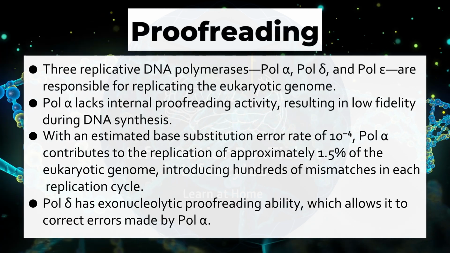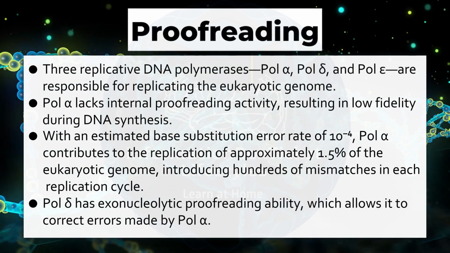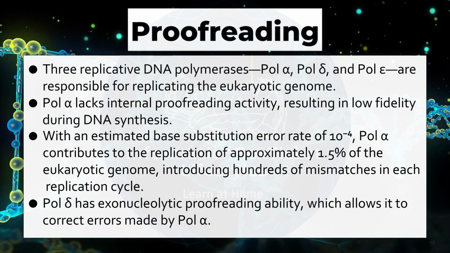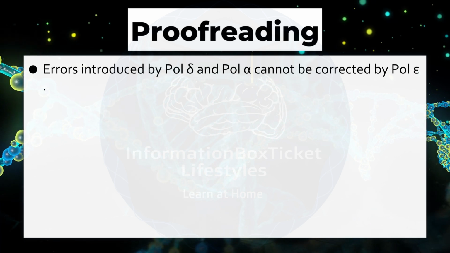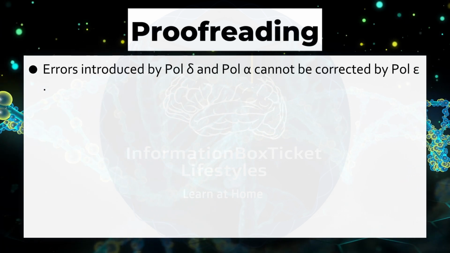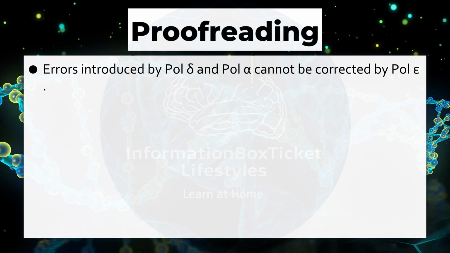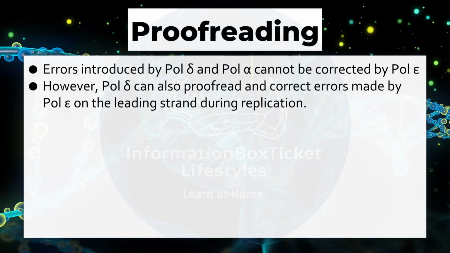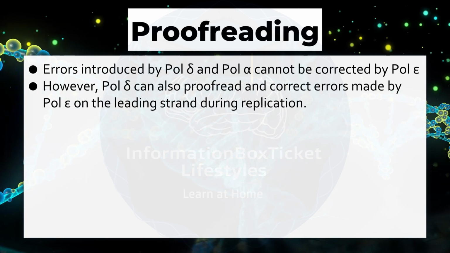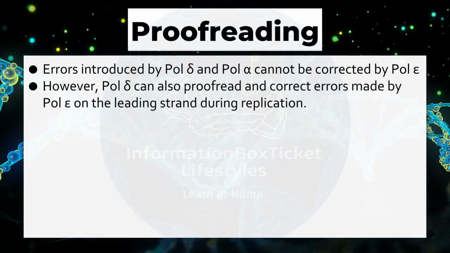Pol delta has exonucleolytic proofreading ability, which allows it to correct errors made by Pol alpha. Errors introduced by Pol delta and Pol alpha cannot be corrected by Pol epsilon. However, Pol delta can also proofread and correct errors made by Pol epsilon on the leading strand during replication.